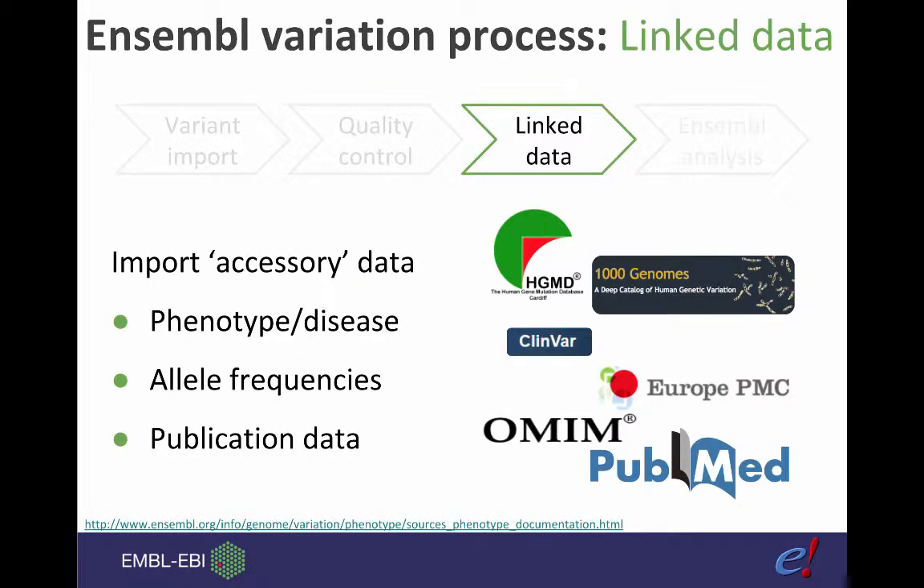So now looking at linked data, once we have the location and alleles of variants, we can look at things such as phenotype and disease associated with them, based on citations in the publications. And looking at allele frequency, particularly from the 1000 Genomes Project, how common is this variant across different populations and different people? Let's take a look at a couple of those now.